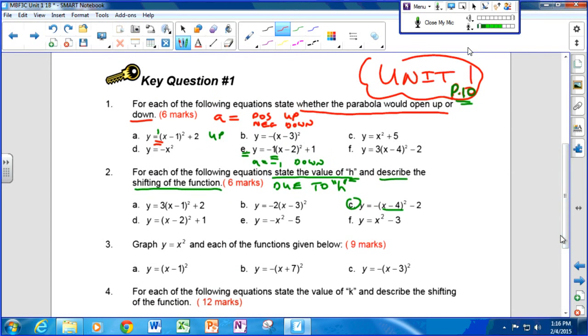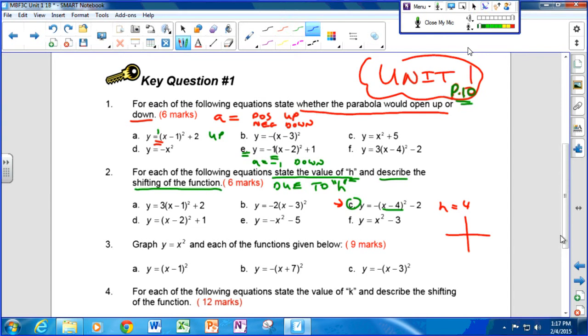Now, we were looking specifically at, what were we looking at? Okay, I think C, something like this. So we see that H, in this case, we see the negative sign in there, so we know that H is positive, and so thus it must be 4. Right, H is 4.